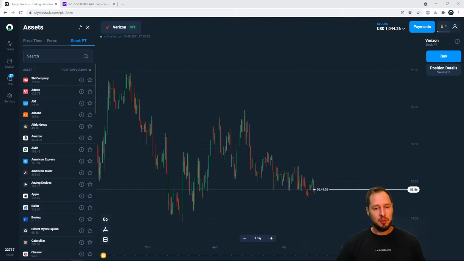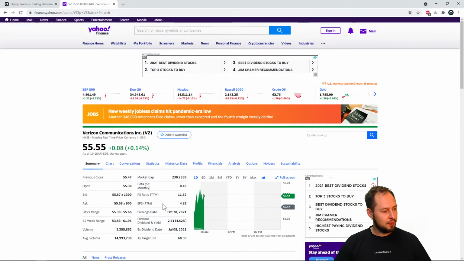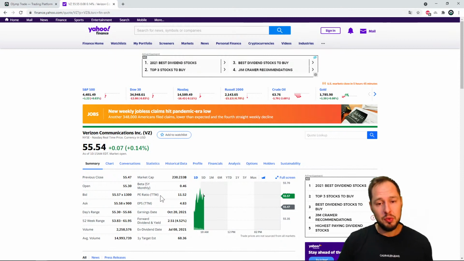So we can simply use one ratio. It's called P to E, the PE ratio. And this will be our main indicator, which we're going to take a look into. So you can use, and this is not commercial, I'm sitting here on Yahoo Finance.